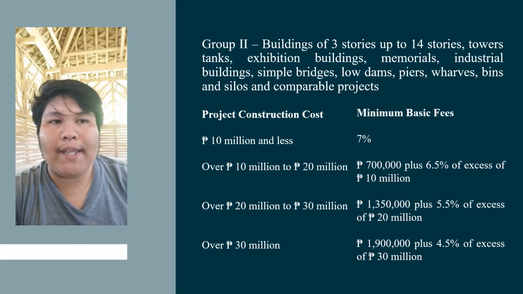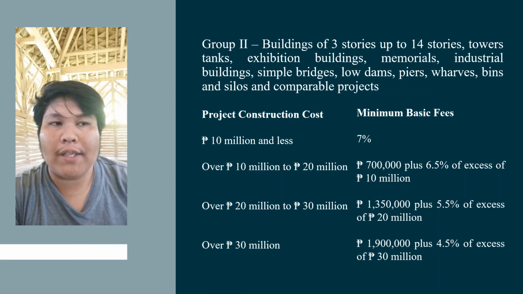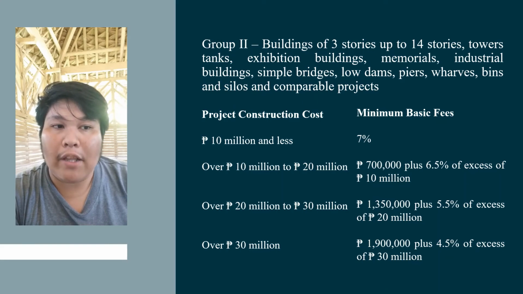For Group 2, which is buildings of 3 stories up to 14 stories, tower tanks, exhibition buildings, memorials, industrial buildings, simple bridges, low dams, piers, wharves, bins, and silos, and comparable projects. So, ang project construction cost kung 10 million and less, you will have 7%. For over 10 million to 20 million, 700,000 plus 6.5% of excess of 10 million. For over 20 million to 30 million, 1.35 million plus 5.5% of excess of 20 million. For over 30 million naman, 1.9 million plus 4.5% of excess of 30 million.